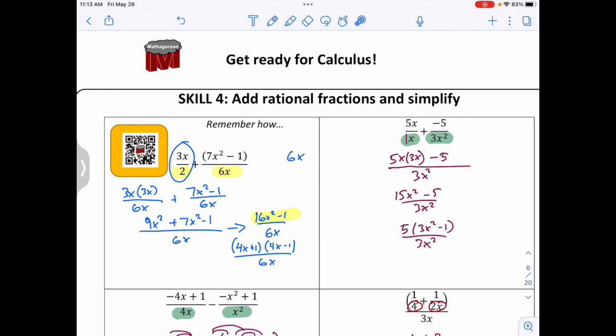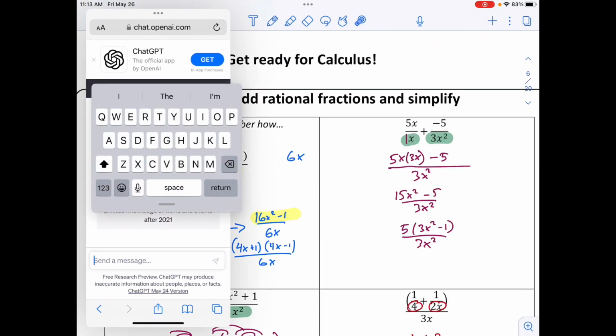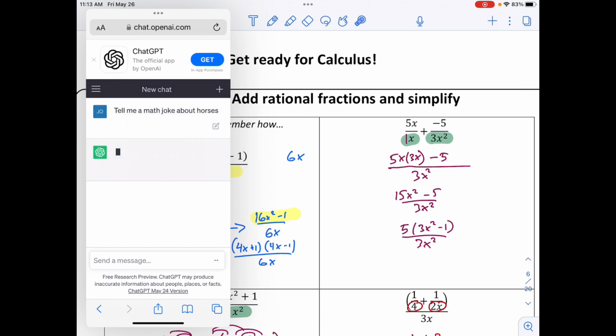All right, let's finish with a ChatGPT generated math joke of the day. Tell me a math joke about, oh, let's just go with horses this time. Let's just go something kind of totally different and off. Here we go. Math joke about horses. Why was the horse bad at math? Because he always got saddled with long division. Okay, not one of the best ChatGPT math jokes, but we'll take it.